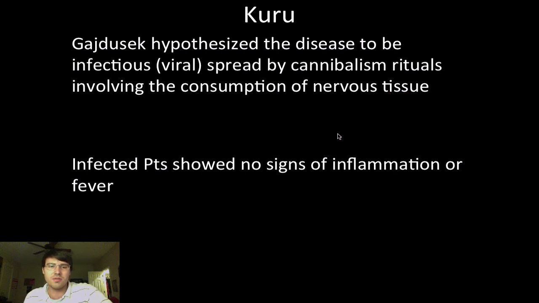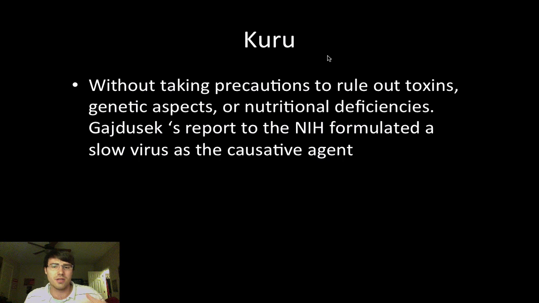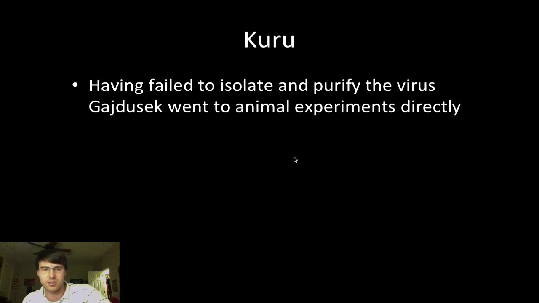That if it were a prion, they'd be helpless against it. So kind of confusing, and he didn't really do a whole lot to rule out anything else, which is what we're talking about here, without taking any precautions to rule out, say, toxic, genetic aspects, nutritional deficiencies. Keep in mind that when you're talking about the third world, these things can crop up. He reported to the NIH and formulated that a slow virus, keeping in mind this was the 70s, was the causative agent of his disease.